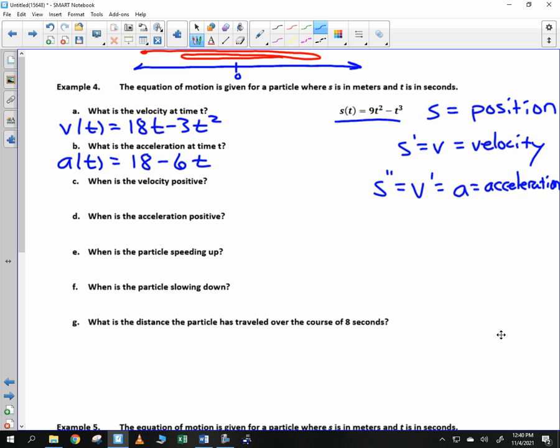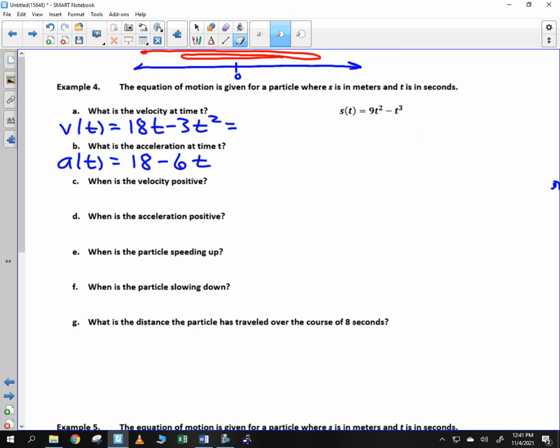Letter C says, when is the velocity positive? So what I'm going to do in order to determine when the velocity is positive is I'm going to look at the graph. If I consider its shape, can I get rid of this now, please, so I can have room? Okay. So I'm going to get rid of that. So this function is going to be the same thing as 3t times 6 minus t. So everybody okay with that? I just factored it. So what shape does that make if I were to graph it?